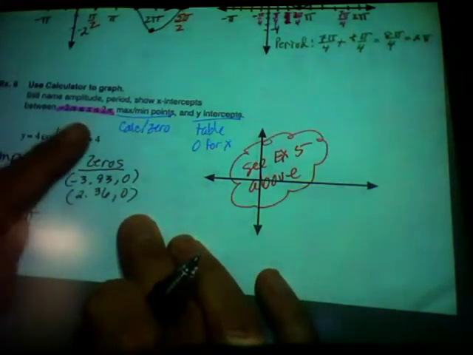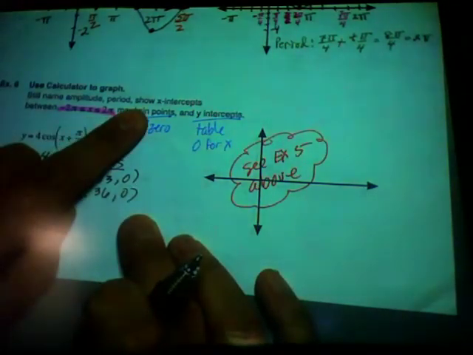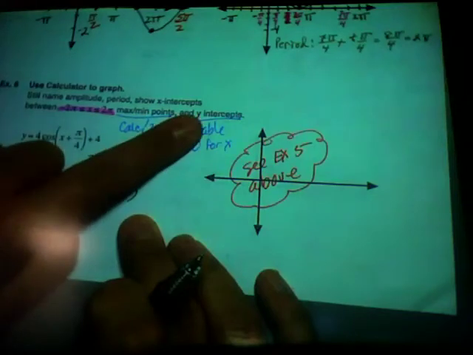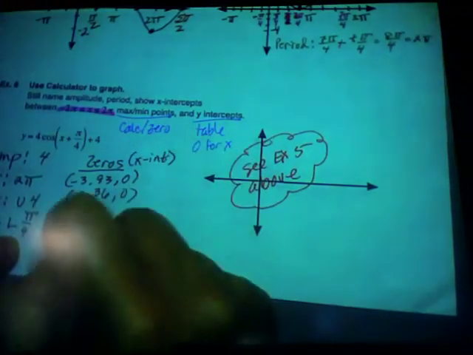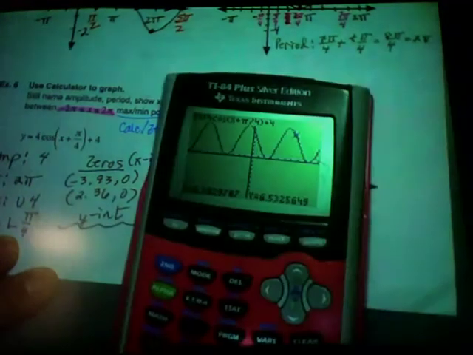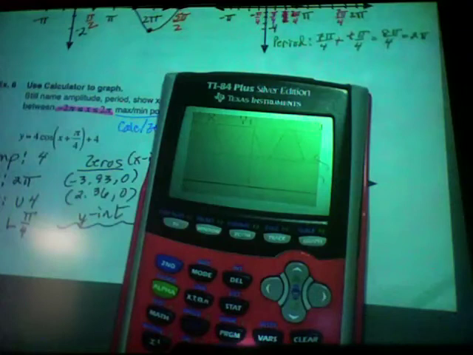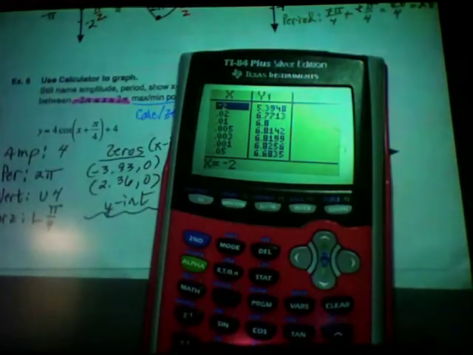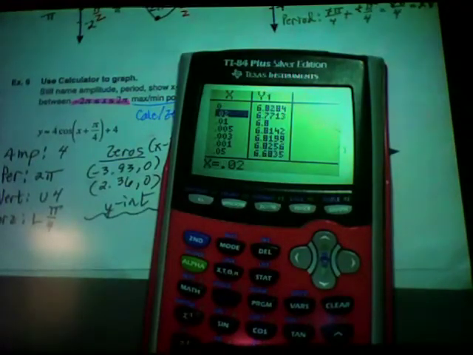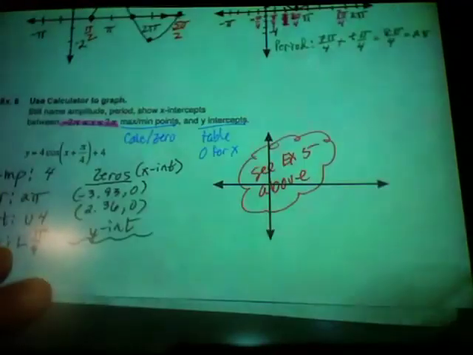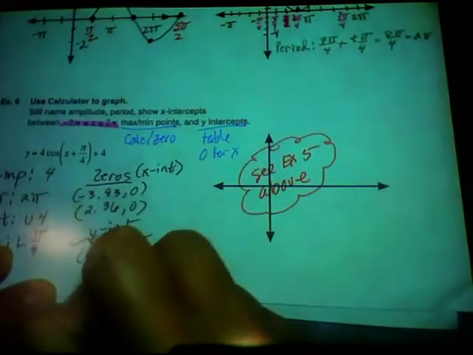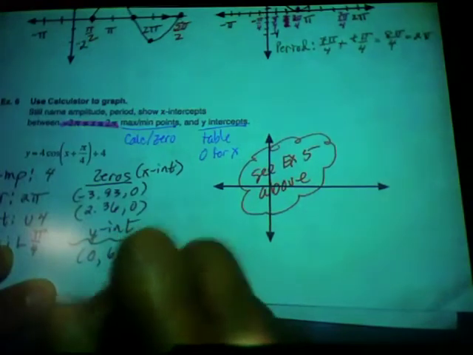All right, those are my x-intercepts, then they want y-intercepts, right? So my y-intercepts, how am I going to find that really easily? Go to your table. And what are you going to put in? 0. What do we get? 6.83. So 0, comma 6.83.